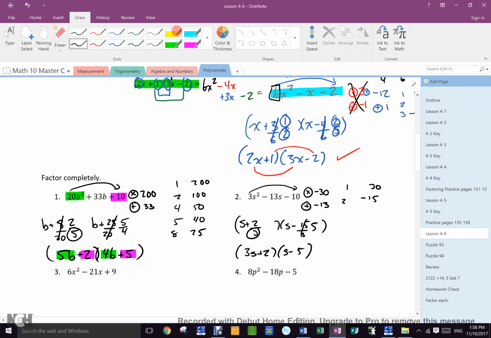Then we check. Is 3s times s 3s squared? Yep. Is 2 times negative 5 negative 10? So are we right? You damn skippy, we're right. It's something that cheesy rapper guys said in the early 90s.